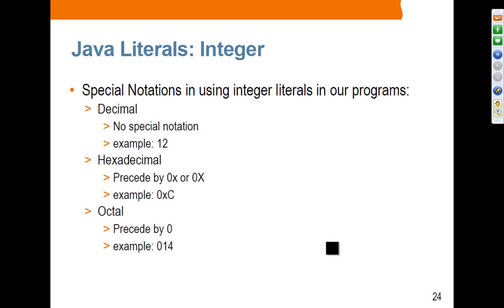Okay, so the special notations in using integer literals in our programs. If you're using something like 12 or 13 or 5, that is considered an integer literal. If you want to have it as a hexadecimal literal, then you can use 0x or 0 capital X. If you want to represent it as octal, then you're going to start with 014. If you want to just use a regular integer, then you just use a number, 12, 13, 5, 4, something like that.